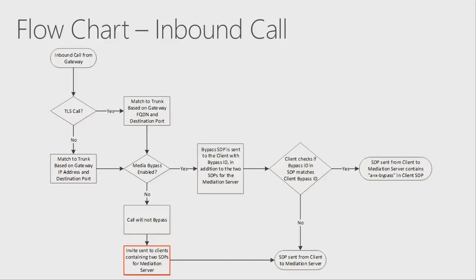We'll send the invite to the client, and it will have 2 SDPs in. Those 2 SDPs are for the 2 versions of ICE that we support within Lync, the newer version and the old one which we supported in OCS. We leave both in there for backwards compatibility.